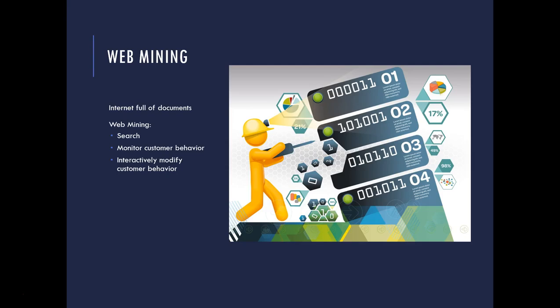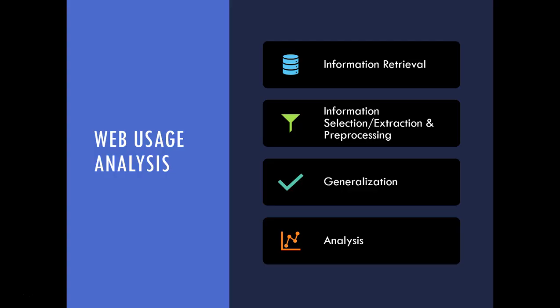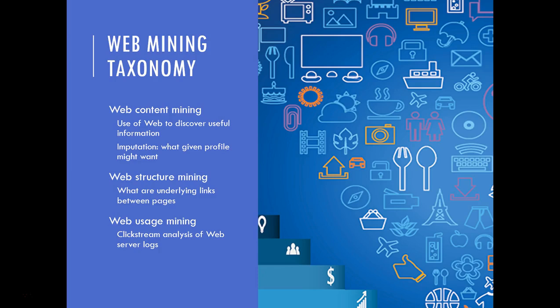A second very broad category of application is in web mining, because the internet is packed with documents. Web mining can be used to search these documents and again, to monitor customer behavior in e-business applications, and to interactively modify customer behavior through clickstream analysis and other techniques. Web mining has been used for things like information retrieval to select information and extract what you want and pre-process, as well as generalize and lead to more intelligent kinds of conclusions and knowledge discovery.